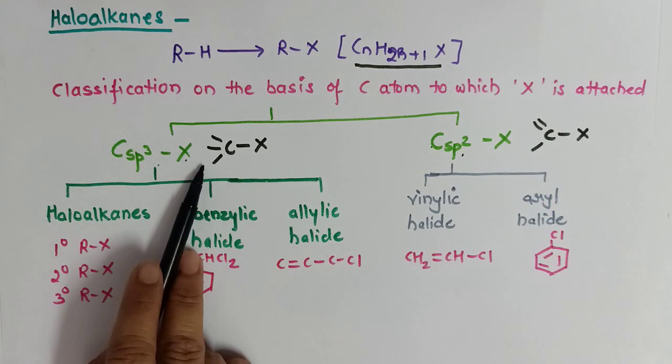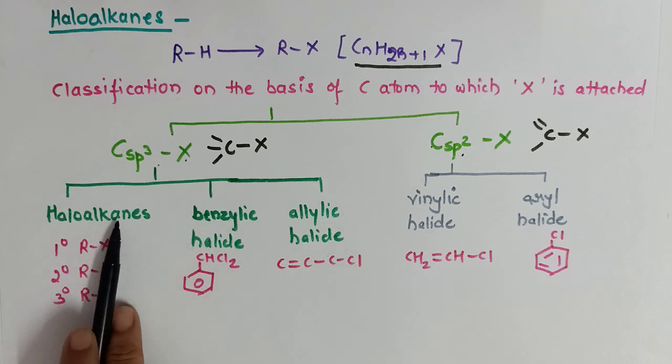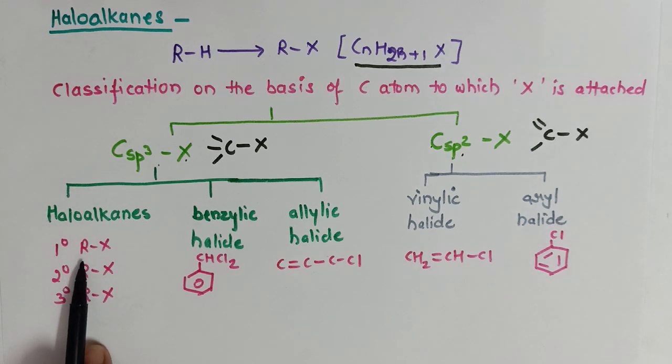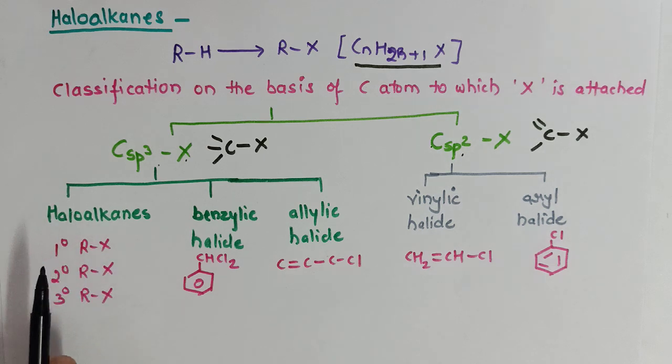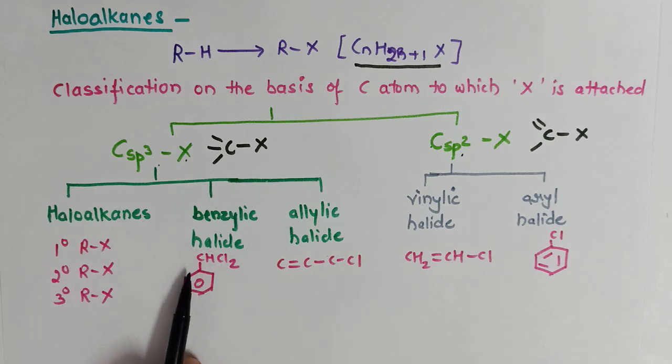Now this one is further classified into haloalkanes, benzylic halide and allylic halide. Haloalkanes are further classified into 1 degree haloalkane, 2 degree haloalkane or 3 degree haloalkane. Here RX I have just given as a representative of haloalkanes. We can also classify these as monohalides, dihalides, trihalides depending on the number of halogen atoms present in them. Benzylic halide means the halogen will be attached to a carbon atom which is attached to the benzene ring. That means the halogen will be attached to the side chain.